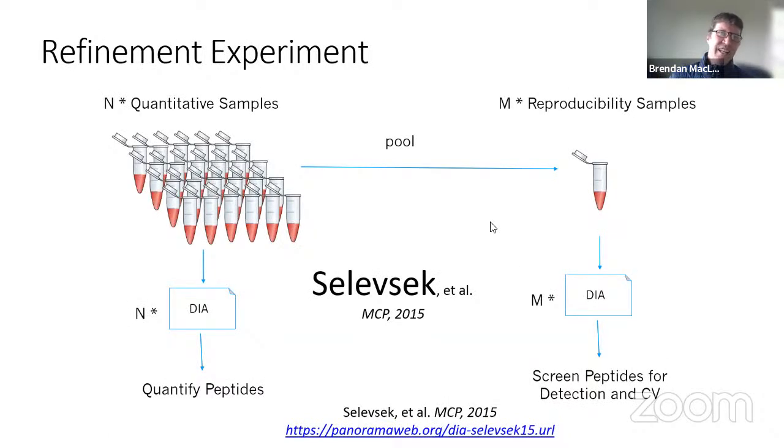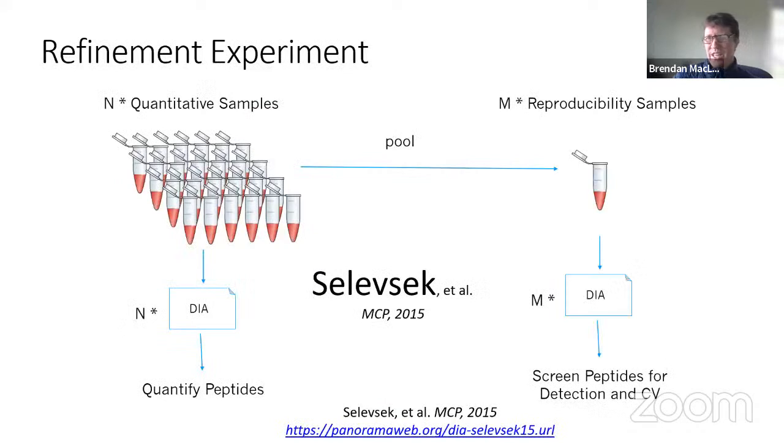So then, as Olga described, there's a refinement experiment that was done by the Selevsek team. They didn't necessarily expect it to be a refinement experiment, but we used it as one. They did these reproducibility samples, 8 of them, and just used a pooled sample and ran DIA on it. And then we can use that to screen from our big library down to what we think we have a hope of detecting in this sample. And we can apply certain criteria there.